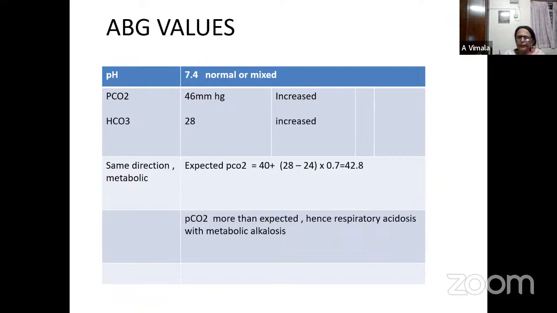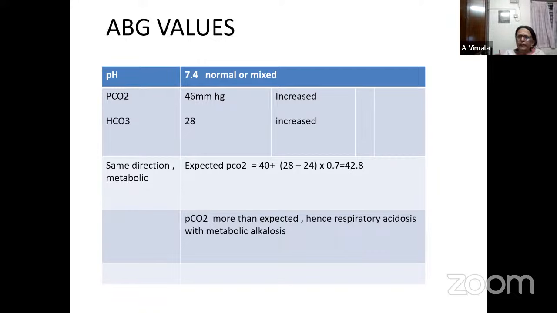Because bicarbonate is increased, PCO2 is increased, though pH is normal. It is alkalemia because the pH has not changed, but we are using the terms interchangeably, so we'll still continue to use alkalosis. So there is a metabolic alkalosis. We are calling it metabolic because of the same direction rule. Bicarbonate and PCO2 have moved in the same direction, thereby making it a metabolic alkalosis.